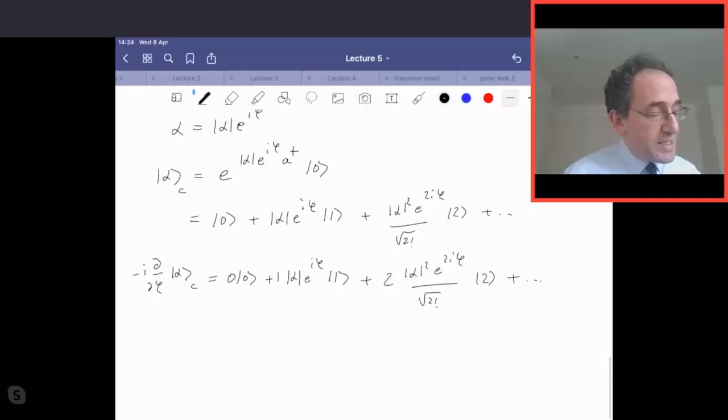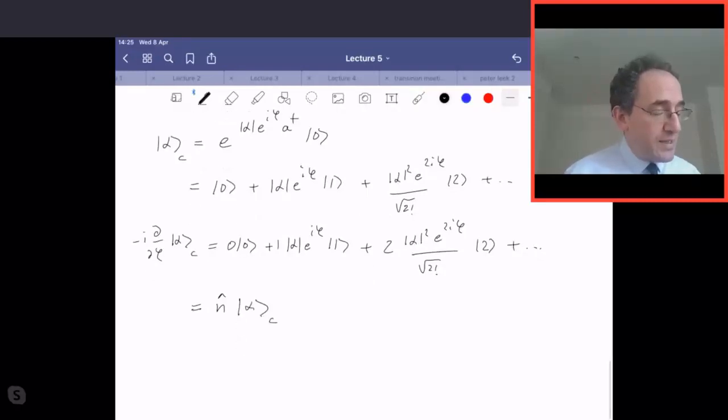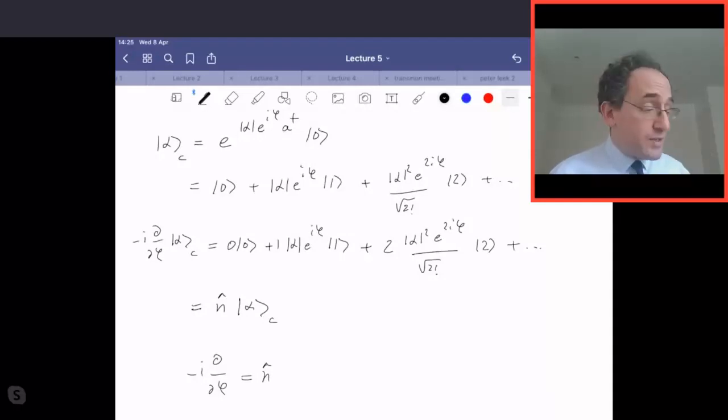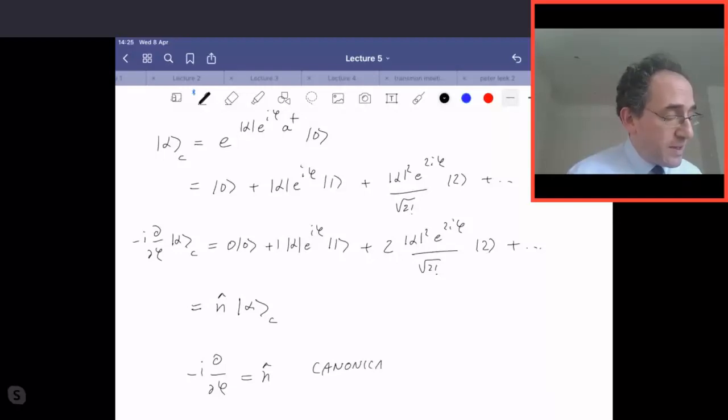And you'll notice that this is exactly equivalent to the n hat operator acting on the series: the first term gets multiplied by 0, the second term gets multiplied by 1, the next term gets multiplied by 2, and so forth. So this is exactly the same as the n hat operator on the alpha coherent state. So we can conclude that minus i d by d phi is actually equal to the n hat operator, meaning that these two are conjugate pairs. These are canonically conjugate.